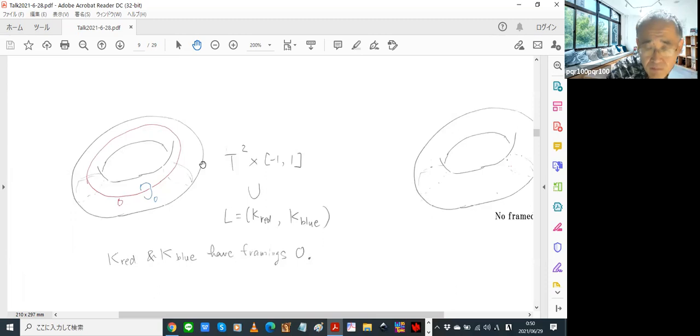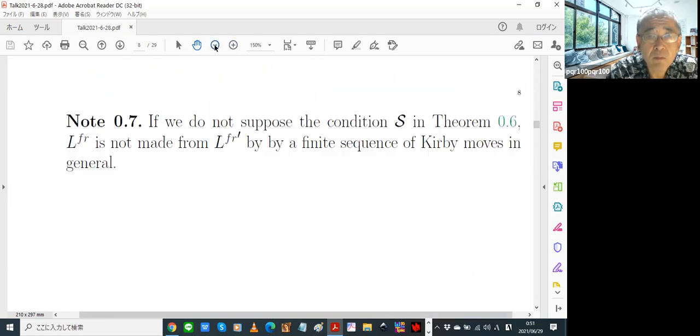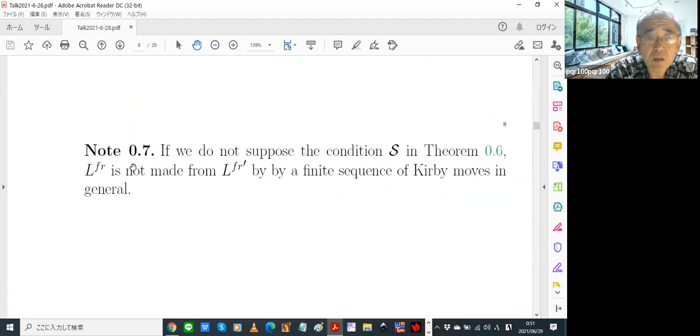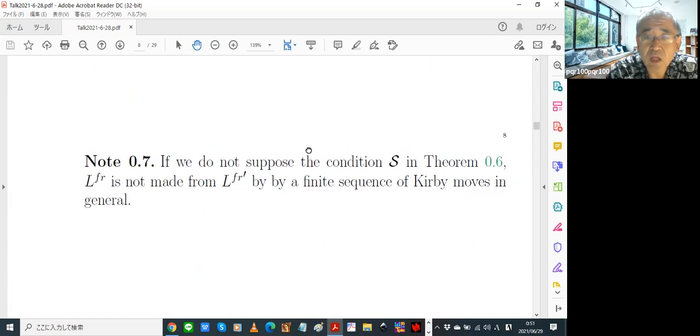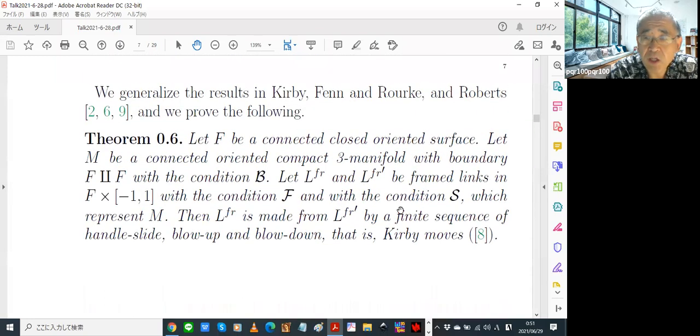Kirby pointed this out, and Fenn and Rourke and Roberts answered his suggestion. So in general, Kirby moves are not enough, but that's the point. If both L satisfy condition S, then both are changed into each other by Kirby moves.